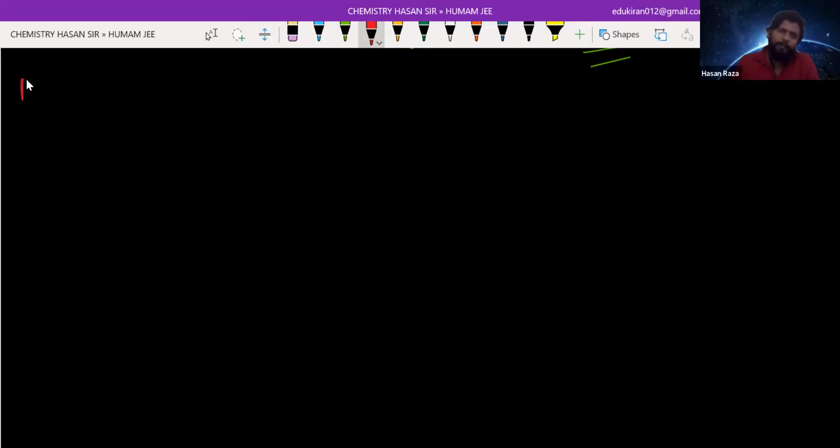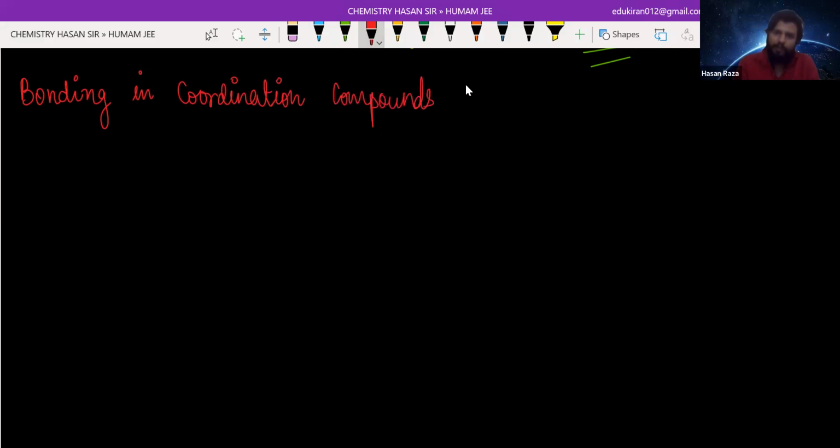Now we are going to start Werner theory, the first theory in NCERT that you have studied. Basically, this was the first theory given for complex compounds or coordination compounds. So, bonding in coordination compounds. And the first theory is Werner's theory.